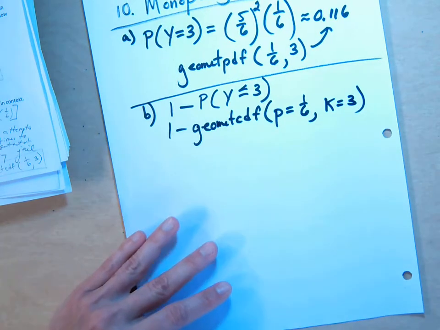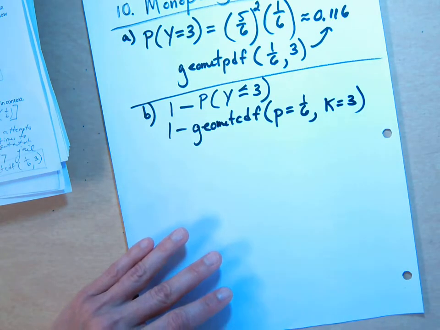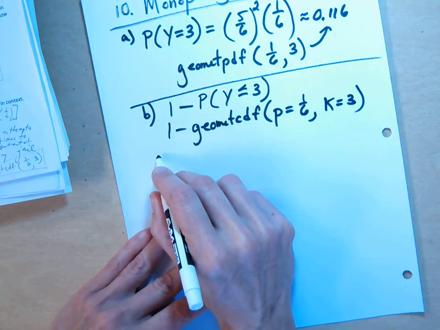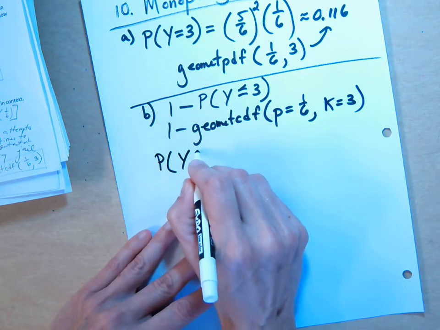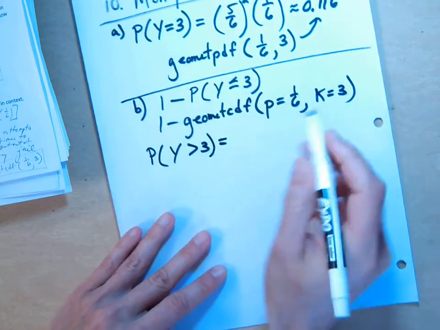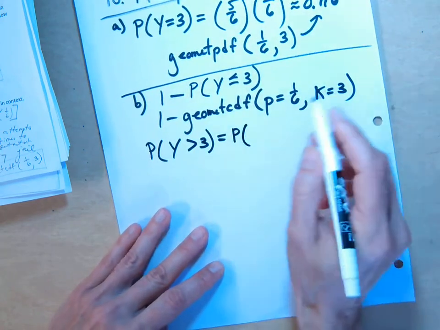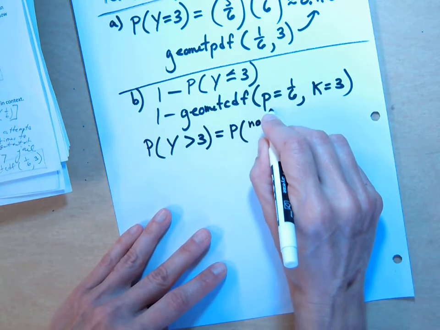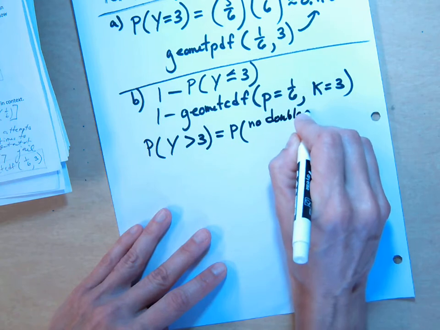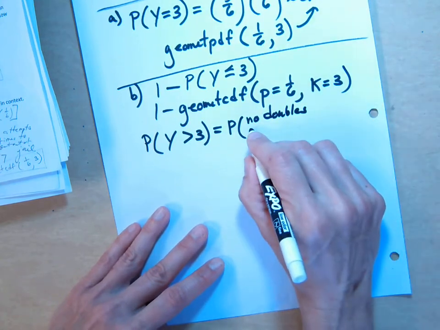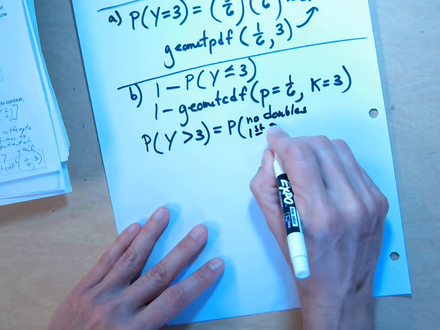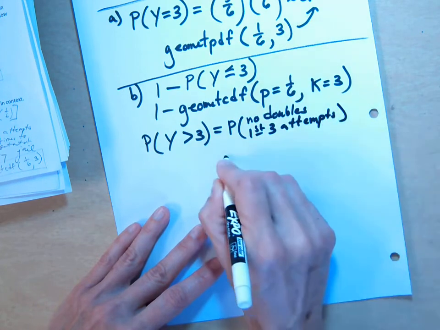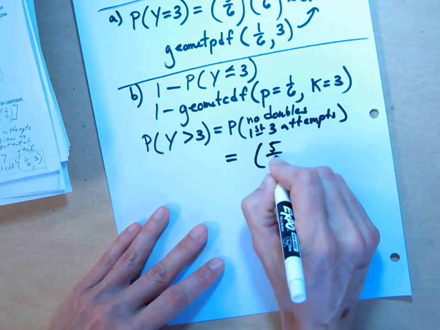You could do it that way, or you could also do this. The probability that it takes more than 3 rolls is the same as the probability that you don't get doubles in the first 3 trials. So you could go like this without using a formula: no doubles in the first 3 attempts. So what would that probability be? Yes, you would just do (5/6) to the third.